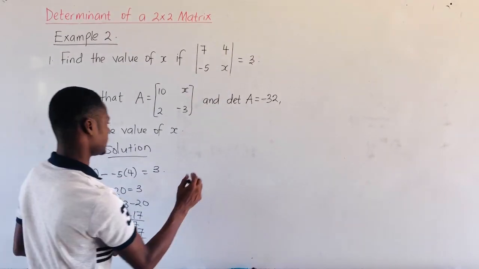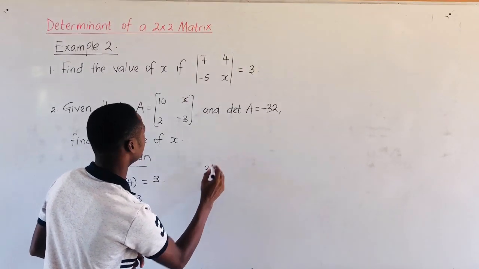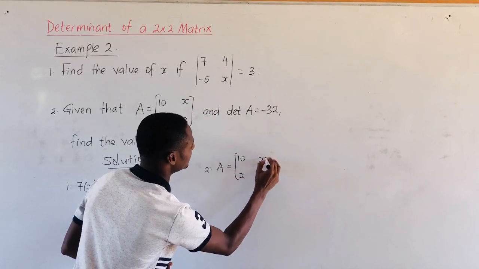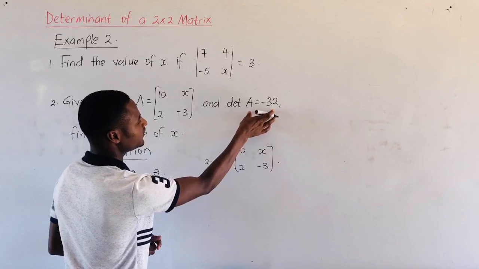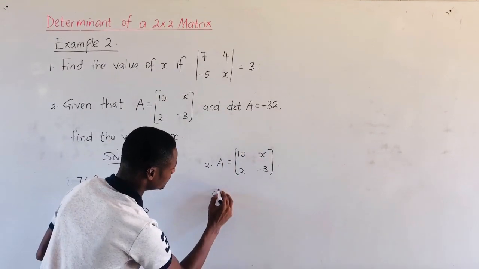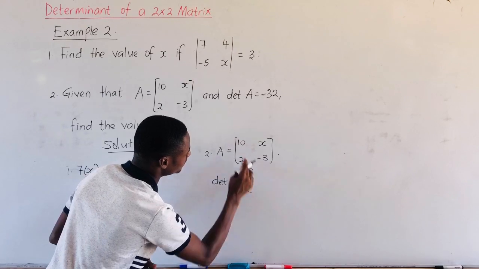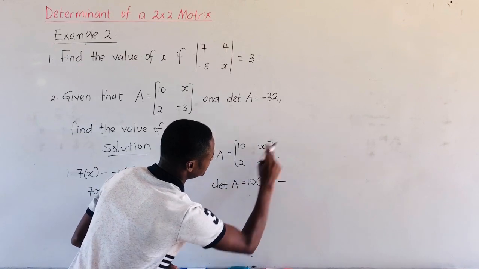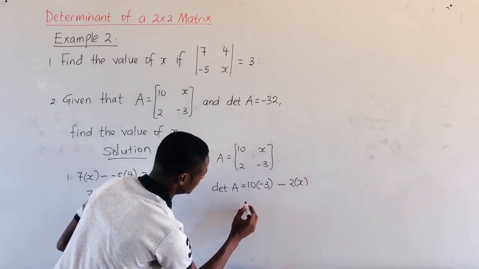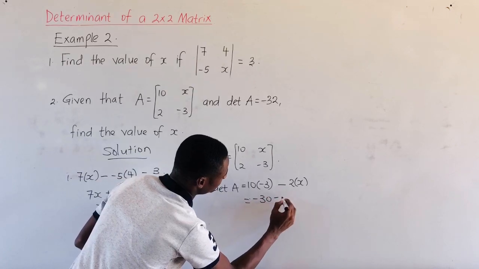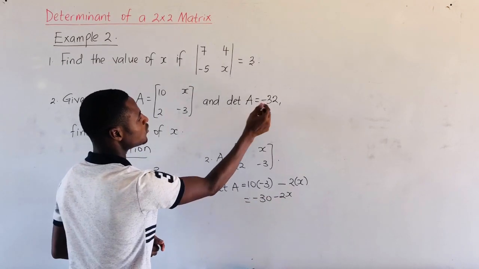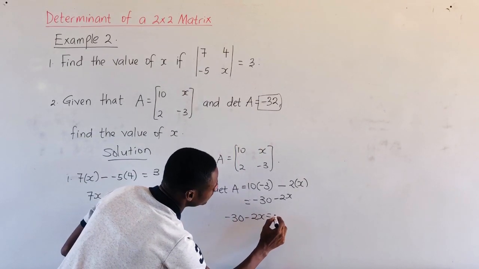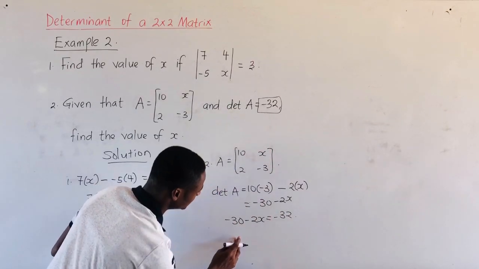Then with the second one, question 2, we are given that A is equal to 10, 2, x and negative 3. And we are given the value for the determinant of A. So our det A is equal to the product of the leading diagonal, 10 times negative 3, minus that of the minor diagonal, 2 times x. This will be negative 30 minus 2x. And that is equal to what we are given here. So negative 30 minus 2x is equal to negative 32, which represents the determinant.